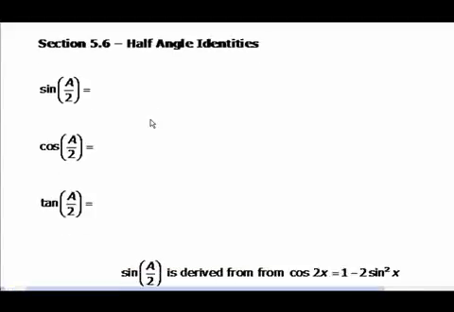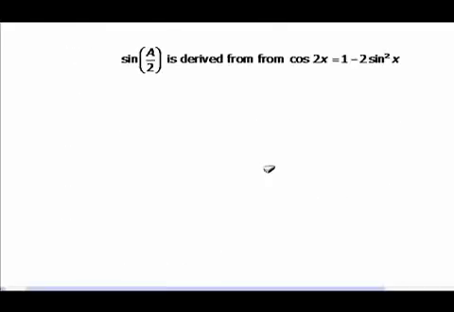Same thing as the last section. We're going to come up with some derivations again, some formulas for what we call our half angle identities: sine of some angle over 2, cosine of some angle over 2, tangent of some angle over 2. And we'll start with sine of alpha over, or a over 2.